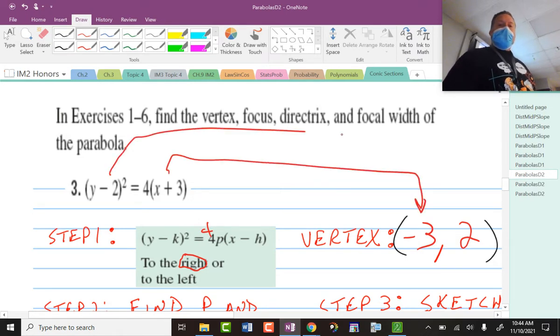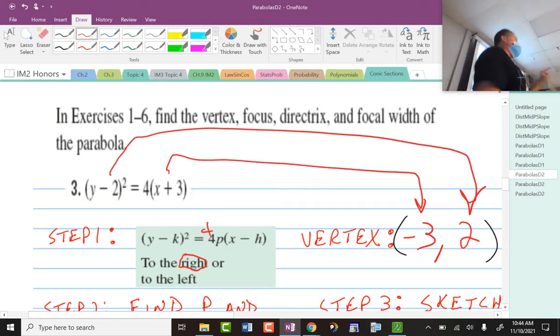Opposite of what you see in the signs there. Okay, so make sure you get the vertex right. Otherwise, serial table will destroy everything. Everything will be wrong if you have the wrong vertex.